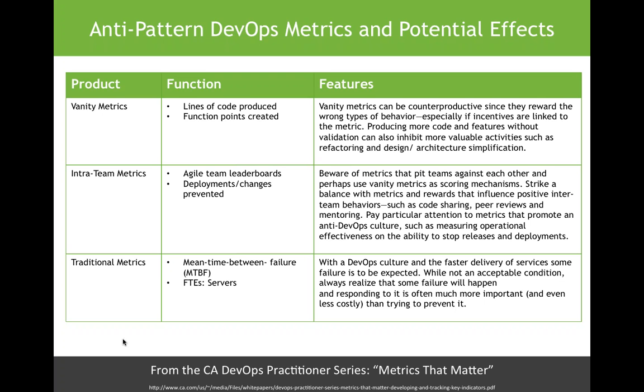So when we talk about anti-pattern metrics, we're talking really about metrics that we see happening often, but that we believe are unhelpful. And these are CA's examples.